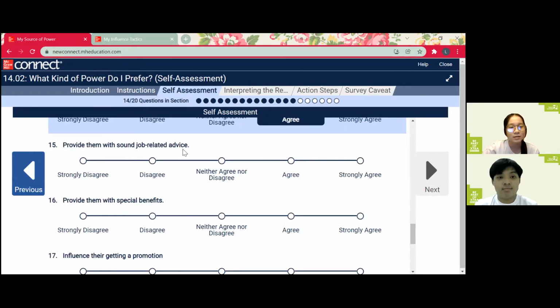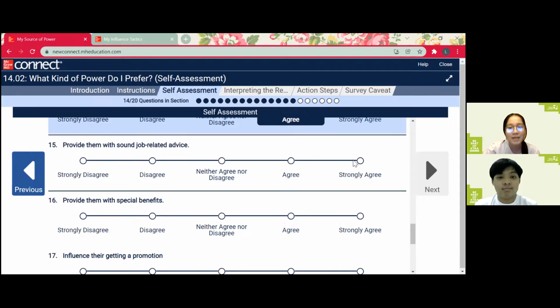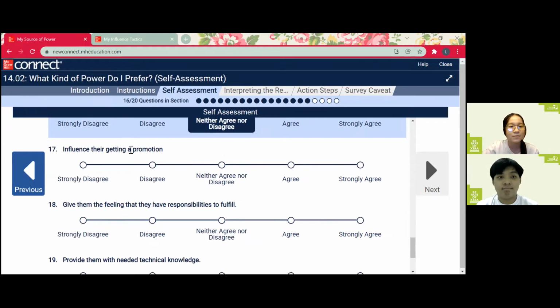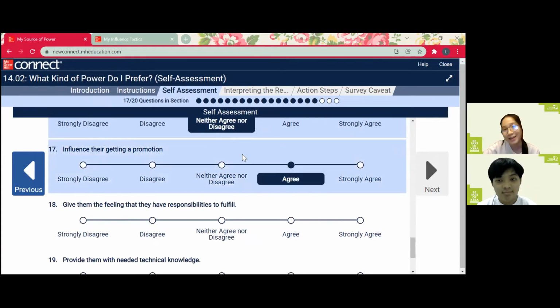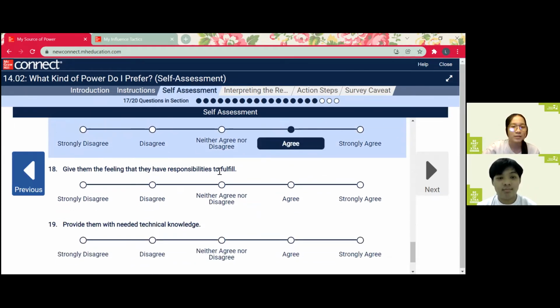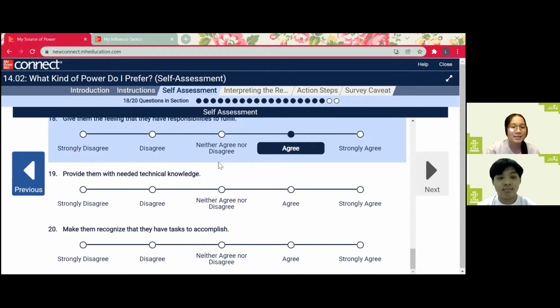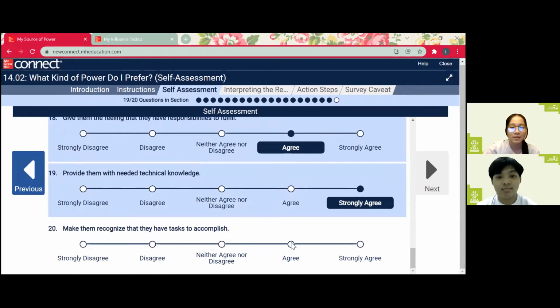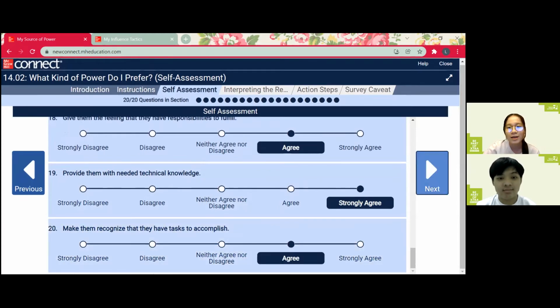Provide them with some related job advice. Yes. Provide them with special benefits. Influence they're getting a promotion. I agree. Give them the feeling that they have responsibilities to fulfill. Yes. Provide them with leader. Yes, I would love to do that. And make them recognize that they have tasks to accomplish. All right, so I'll be clicking next.